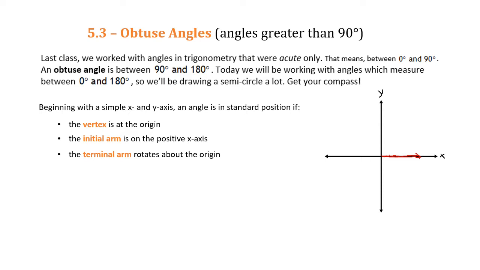So here's my initial arm right here. For my terminal arm, I'm going to draw another line. I could draw it right here. Terminal means terminate. That would be the end of my angle. It would be between this red initial arm and wherever I terminate it here. If I did it here, then my angle's in between those.